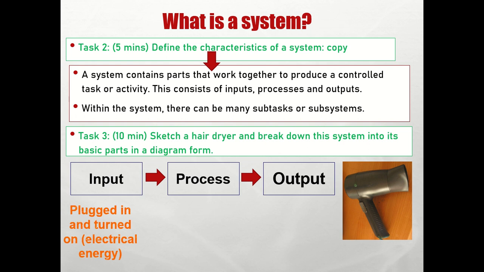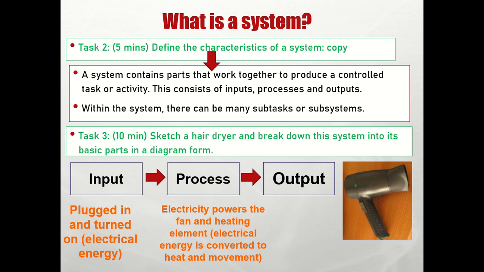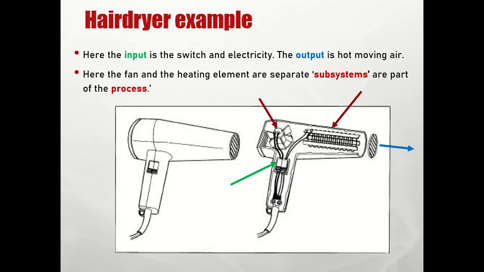Right, the answers. Input: you plug it in and turn it on. The input is electrical energy. The process for a hairdryer is that the electricity powers the fan and a heating element. So the process, electrical energy, is converted into heat and movement. The output, well, it's just hot air flowing. So it's a simple copy task. Here's an example. It might look something like this.